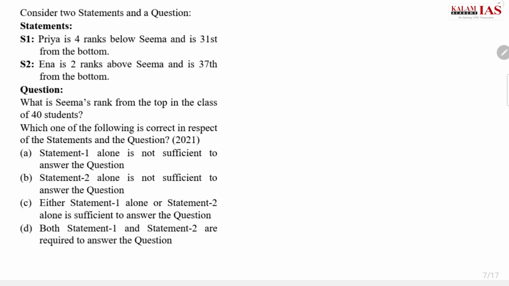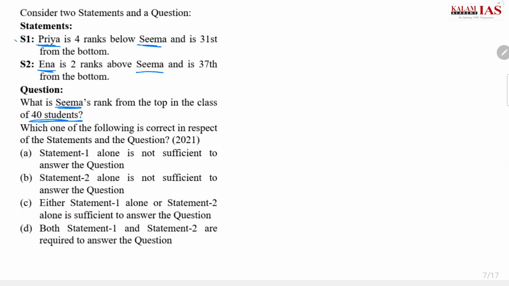In this question, two statements are given. Priya is 4 ranks below Seema and is 31st from the bottom. So there are two persons, Priya and Seema. Priya is 4 ranks below Seema and is 31st from the bottom. Anna, this is the third person, is 2 ranks above Seema and is 37th from the bottom. What is Seema's rank from the top in the class of 40 students?